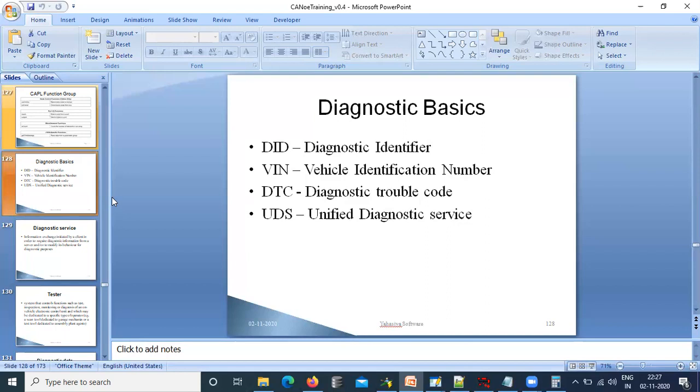I don't know what Jyotish told me; that is a new point I'm coming across. Actually, the active fault is nothing but a trouble that occurred and is still present. That is what the active DTC is.